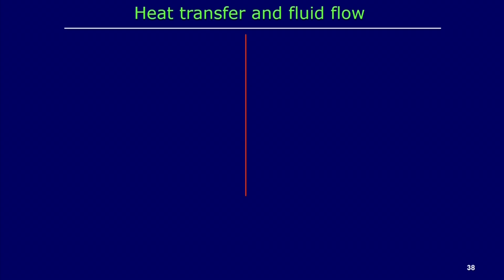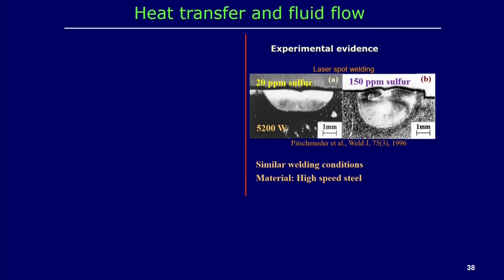Now, we will try to see the heat transfer and fluid flow, or how it happens in the small weld pool. Here, to explain the effect of the surface active elements, it was experimentally observed in laser spot welding. There are two pictures that represent the weld dimensions, that means the weld width and the depth of penetration. In the first case, 20 ppm sulfur was used, and I think the metal is high speed steel.